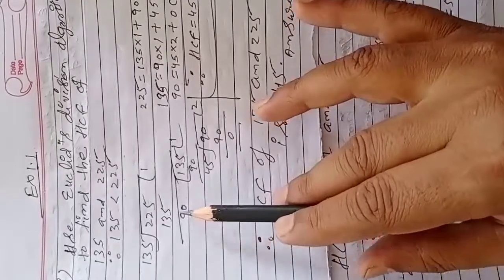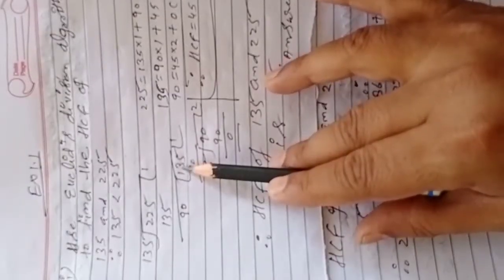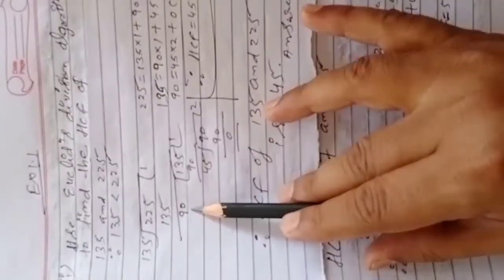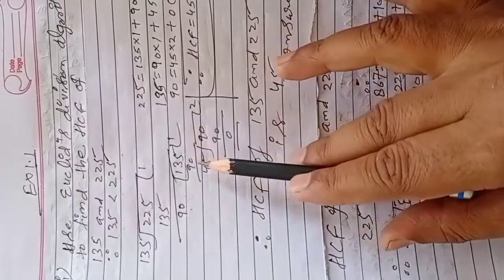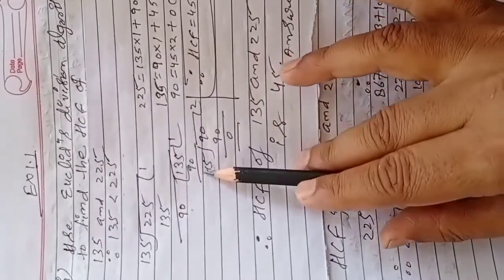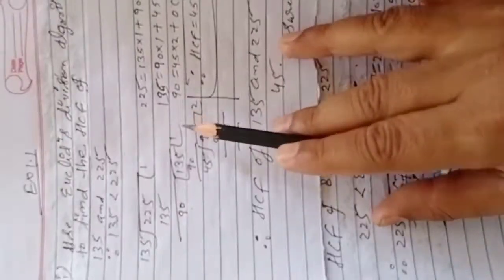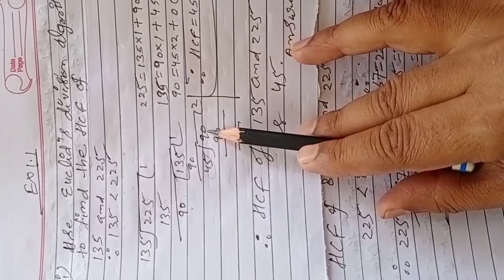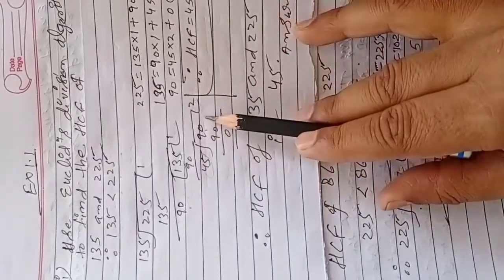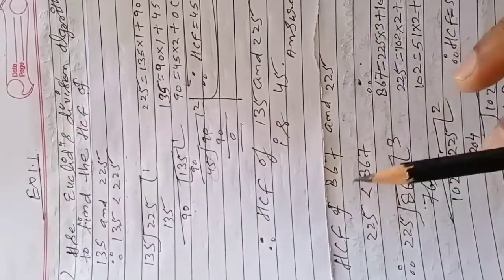90 is coming. Again you have to divide 135 by that remainder which is coming. Now one time it is dividing, so 45 is coming. Now you have to divide 90, the previous divisor, by the new remainder, and so on. So it is completely dividing by 2, and 0 is coming as remainder. So you have to divide till 0 is coming.